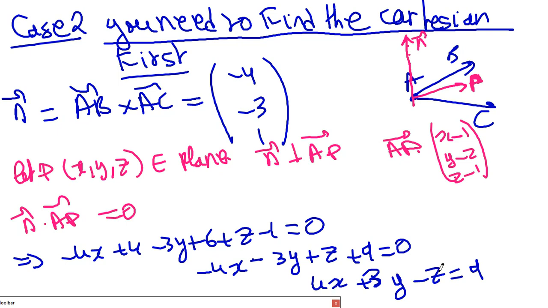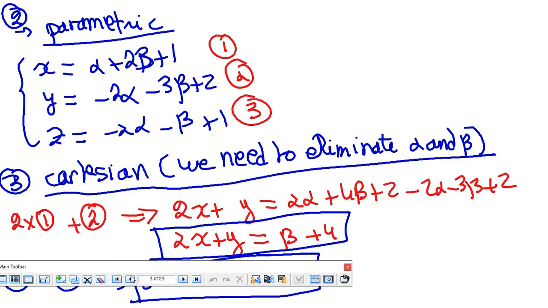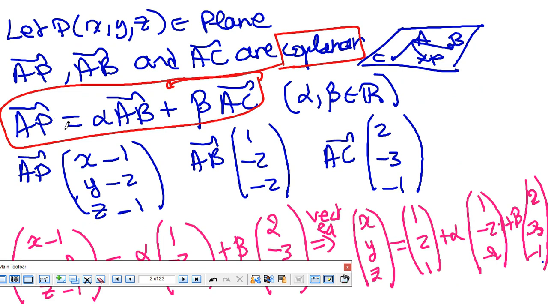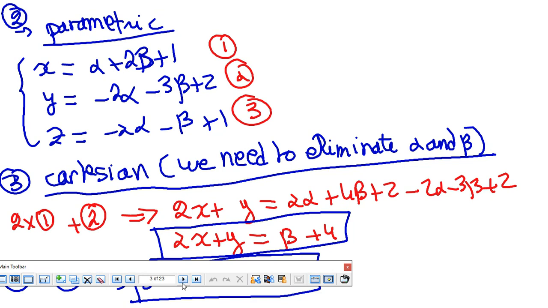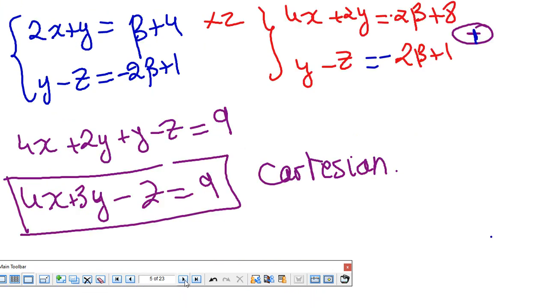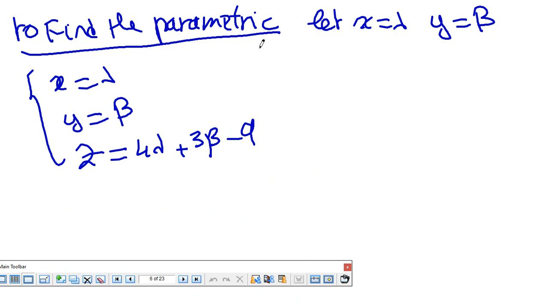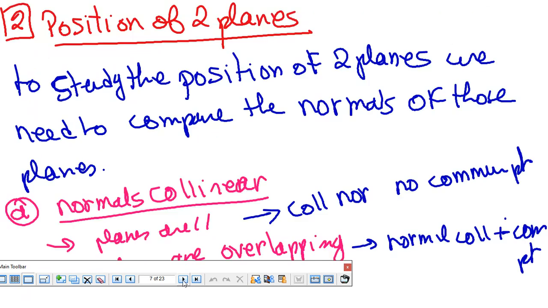I can from it find the parametric, but it will not necessarily be the same. I don't have just a unique parametric equation, guys. I have many parametric equations because you can even write, for example, BP is equal to alpha BA plus beta BC. So I have many parametric equations, but it will give me all the time the same Cartesian equation. So to find the parametric equation, you can easily say, for example, let x be lambda and y be beta, and then you will find x, y in terms of lambda, beta, and z in terms of the other two variables. So the parametric is not a unique equation.